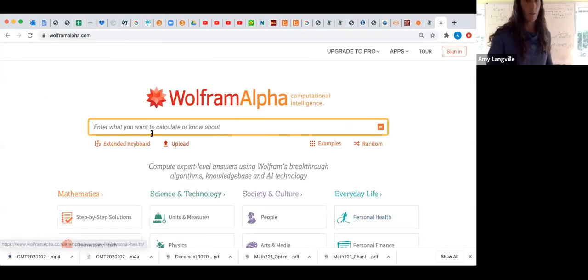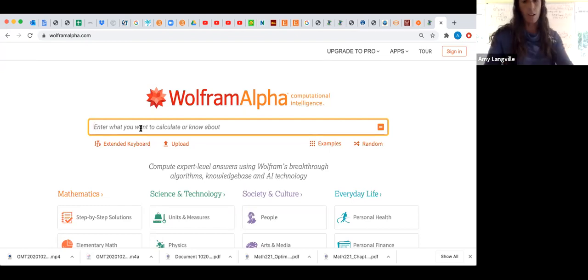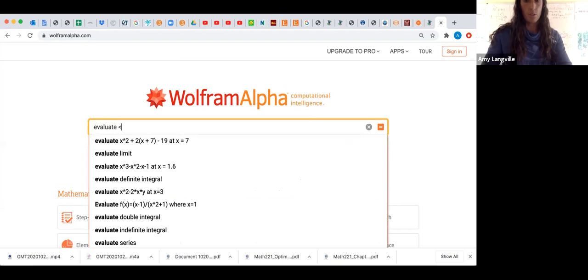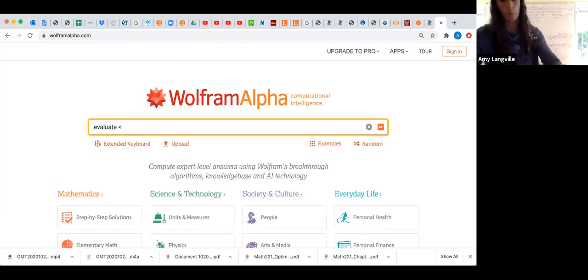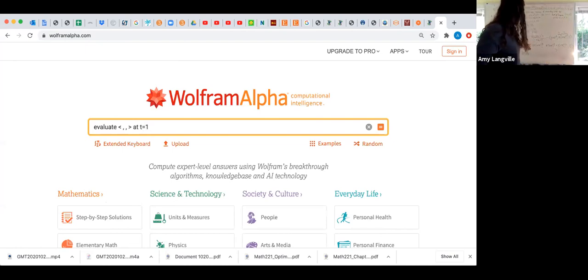So if we go to Wolfram Alpha, we already did all the hard part of taking this derivative, but again, you could ask Wolfram to compute the derivative of this thing here, if you wanted, but we already did that. So let's just ask it to evaluate this function. We're going to put in a vector function here, something, comma, something, comma, something, at t equals 1. So we're going to put in our derivative, and then ask it to evaluate that at 1, just so we don't have to do the arithmetic or to check our arithmetic.